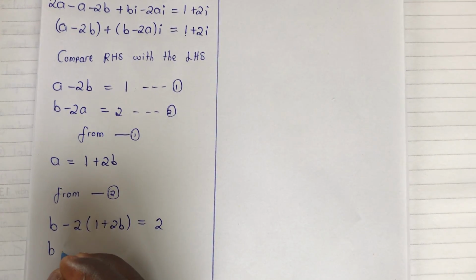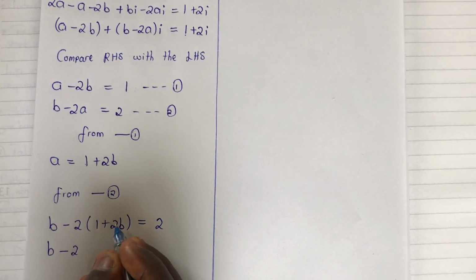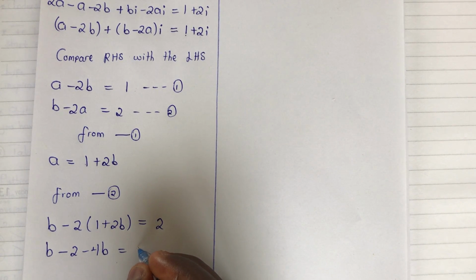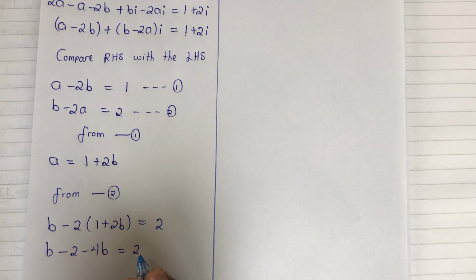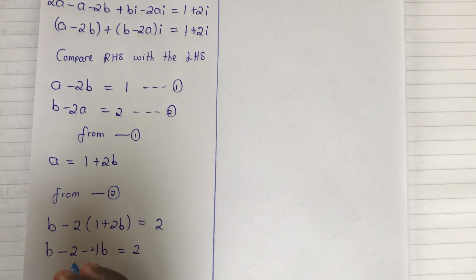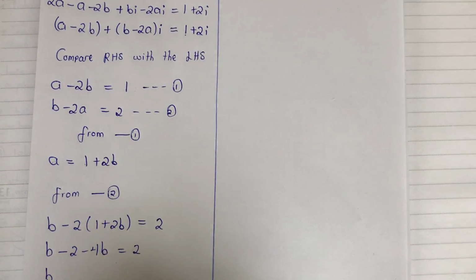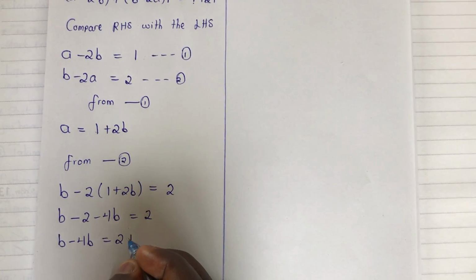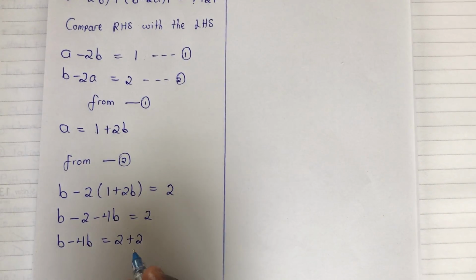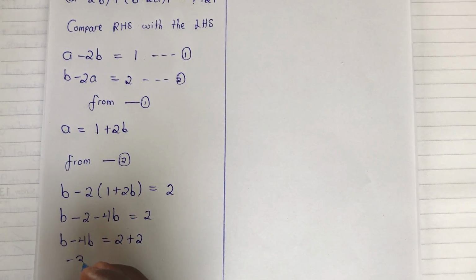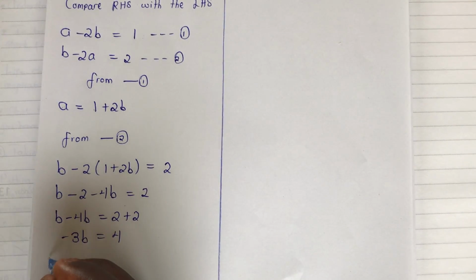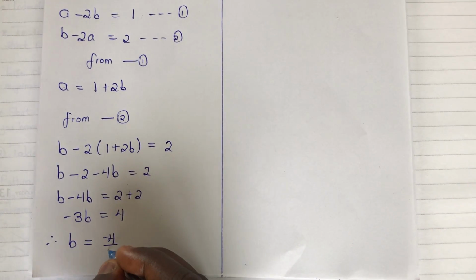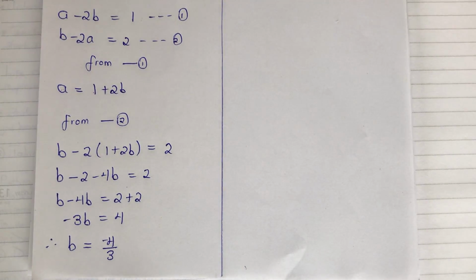So we have b minus 2, then minus 4b giving us 2. Now we can send this to this side and subtract the b. So we have b minus 4b giving us 2 plus 2. We carry this 2 to this side and we have 4. So minus 3b is giving us 4. Therefore b equals minus 4 over 3. Alright, so that is the value of b.